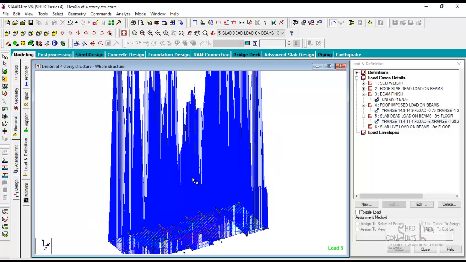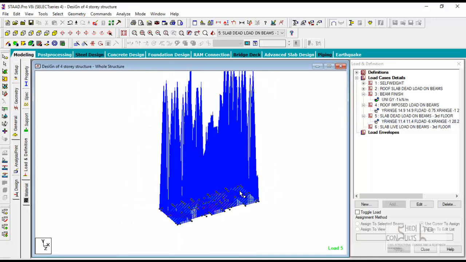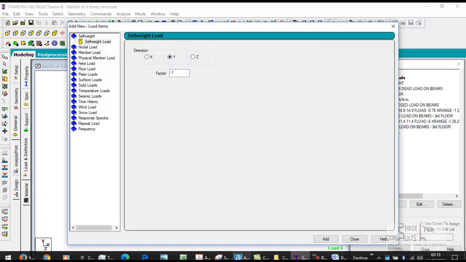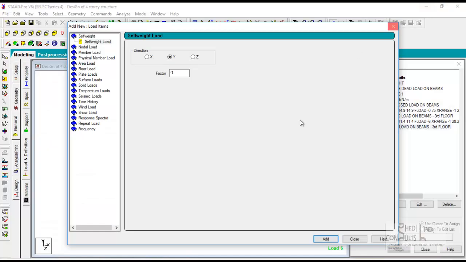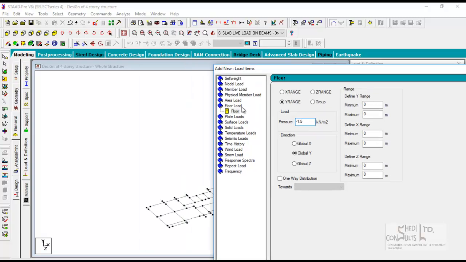You see the intensity is huge because of the value of the pressure load you have here, which is about -6 as against 2.5 you had previously. So you have very huge intensity. So let's apply the slab live load on the beams. What is the slab live load pressure? 1.5, which is captured by the code of practice for access on residential building. So you go 1.5.